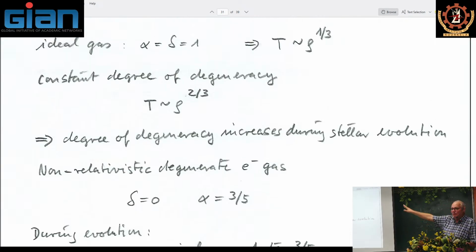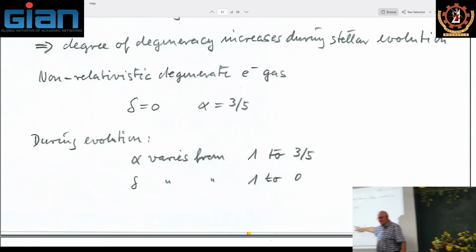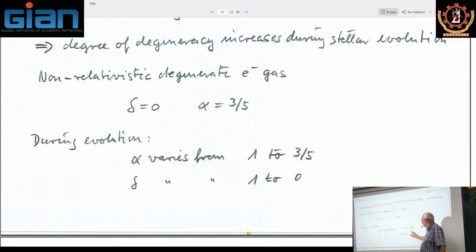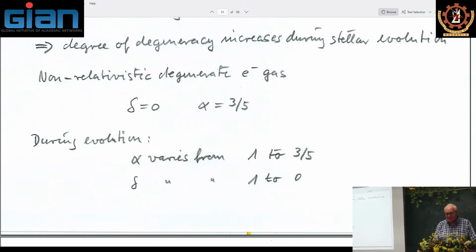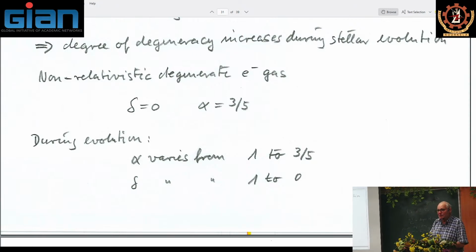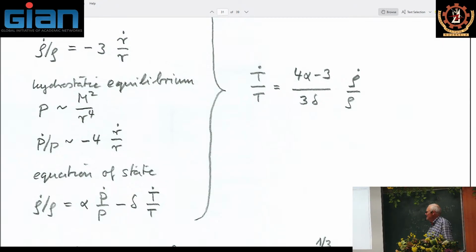So once initially we have an ideal gas, we start with alpha equals delta equals 1. A temperature increase like rho to 1/3, enter the domain of degeneracy for electron gas. Then alpha varies from 1, this is the case of ideal gas, to 3/5, and delta varies from 1 to 0. What happens with our temperature, the change of temperature with respect to the change of the density?